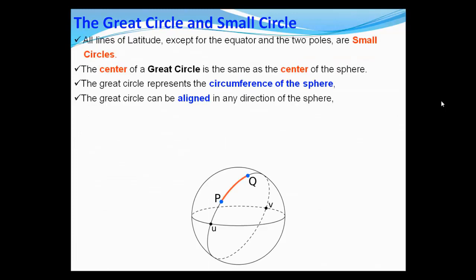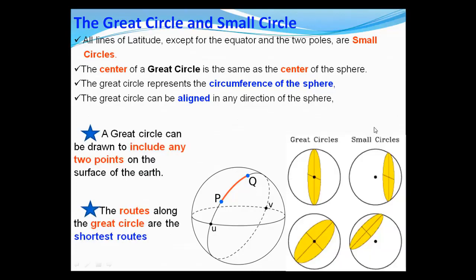Now we'll understand the great circle and small circle. All lines of latitude except for the equator and the two poles are small circles. These are some interesting facts about the great circle and small circle. The center of the great circle is the same as the center of the sphere. The great circle can be aligned in any direction of the sphere, but one thing you have to keep in mind, the great circle will be drawn keeping in mind the center of the sphere.